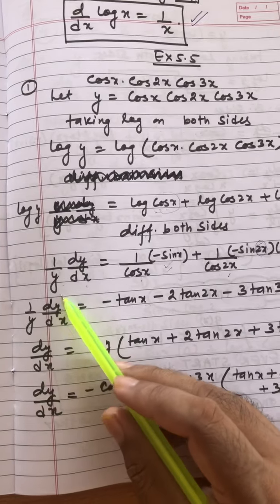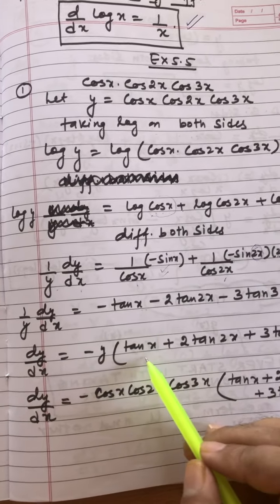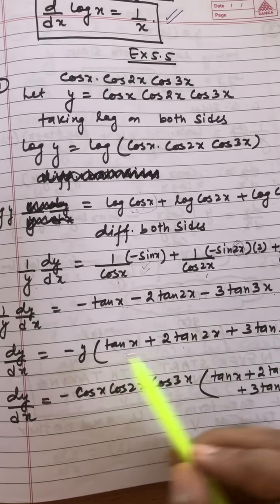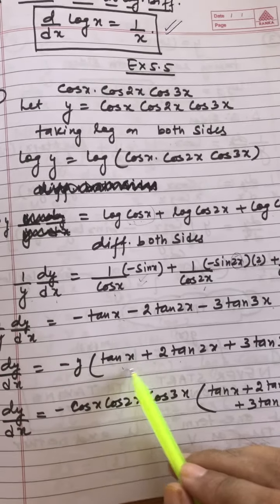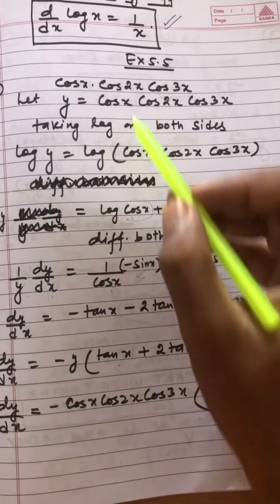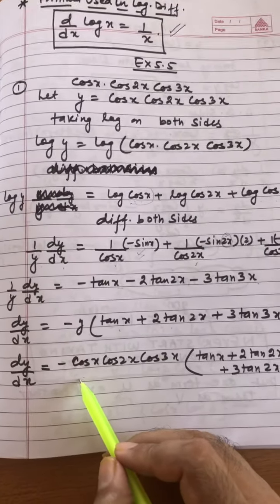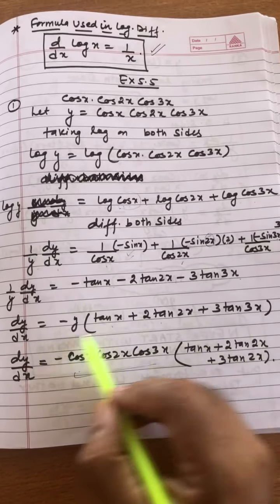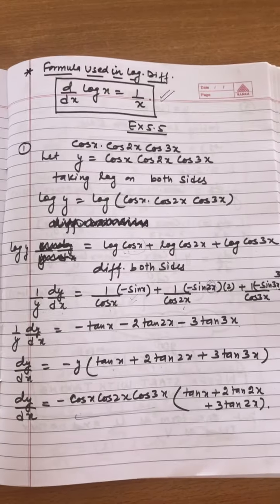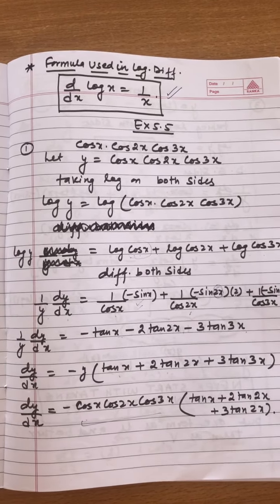After that we have to find the value of dy by dx. So I will cross multiply this y. I have taken the minus sign common also, so all the terms will become positive. So dy by dx equals minus y times (tan x plus 2 tan 2x plus 3 tan 3x). Now put the value of y. We assumed y as cos x, cos 2x and cos 3x. So at the end you put the value of y and leave the answer like this only. No need to simplify it further. So this is called logarithmic differentiation. Now a few more examples we'll see.